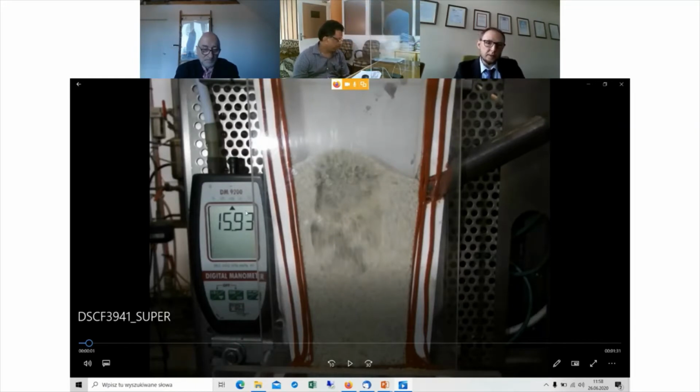And also please follow the numbers here, because it is the digital manometer. We also measure the pressure drop of the fluidization. Pressure drop is a very important factor for the fluidization. I would like to add that it is a cold reactor, so we don't heat up the system. We just want to show the fluidization process and the agglomeration process. And the last important point: here we add water drop by drop.